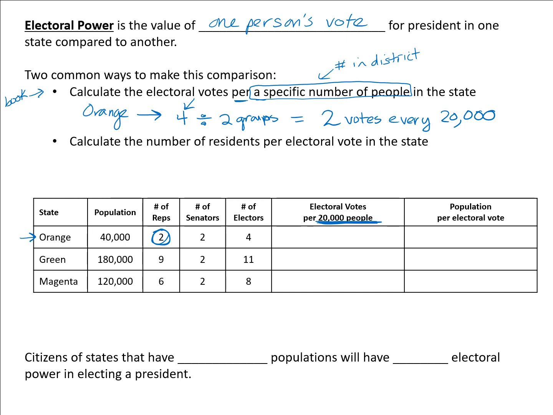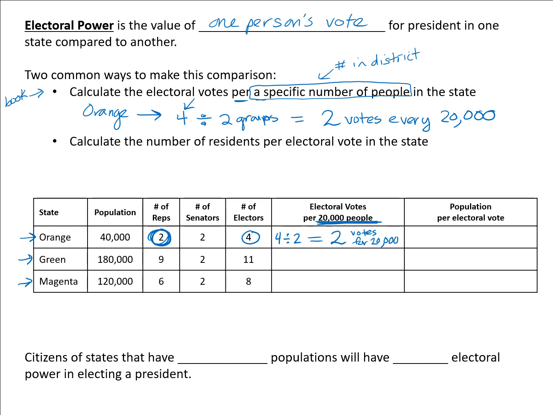So we could do this for green and magenta as well. Let me just repeat, I'll do this in the table. We take the number of electors and divide by the number of representatives, because the representatives is really telling us how many groups of 20,000 people we have. So in this case, the state of Orange has 2 votes for every 20,000 people. That's what that 2 is really representing.